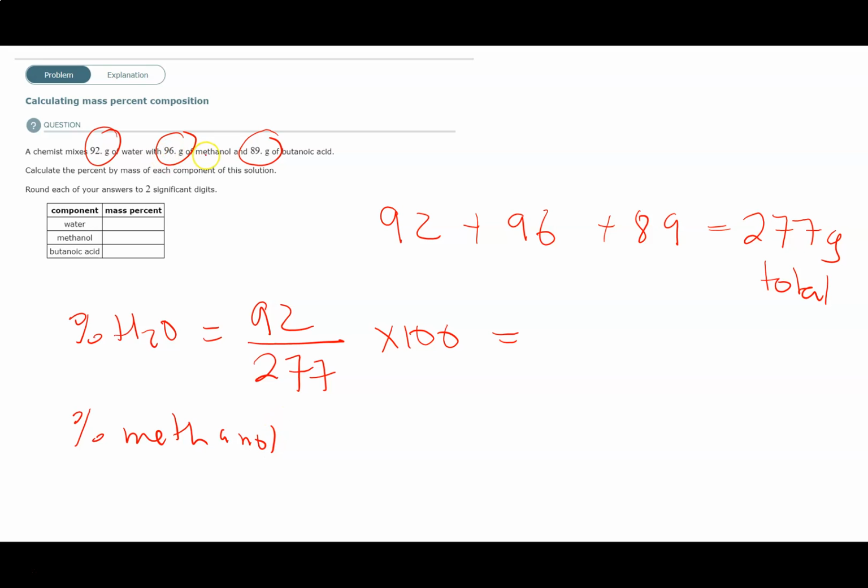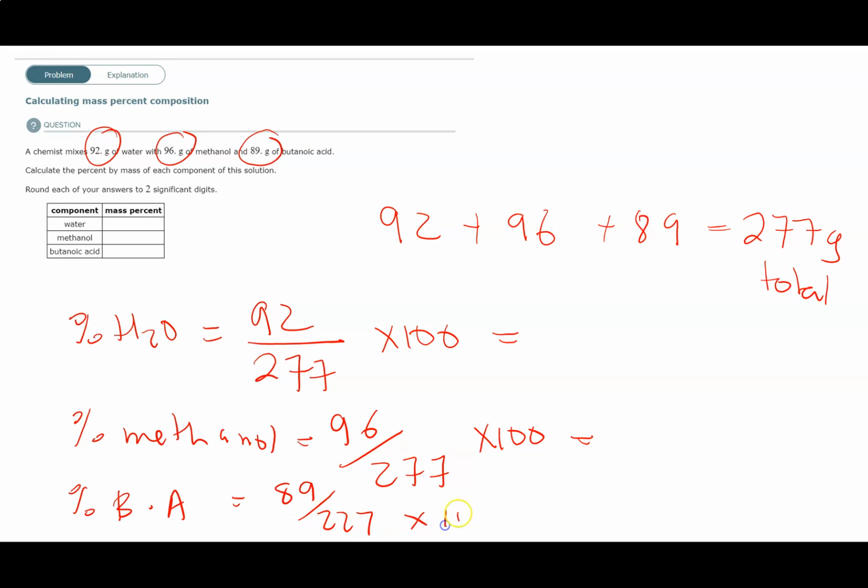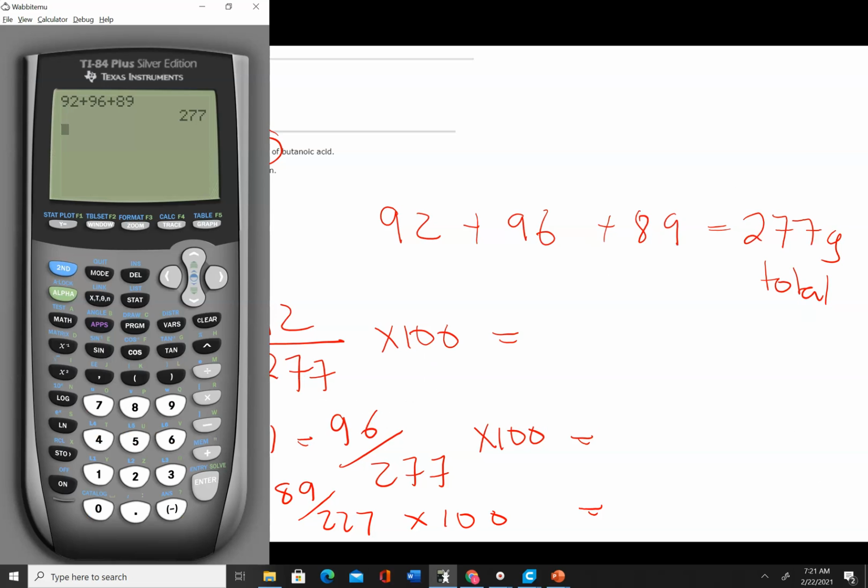and just making sure I don't make an error. 96 on 277 times 100, and then finally percent butanoic acid is going to be 89 on 277 times 100. And if I add those three percentages together, they should add up to 100. So that's worth keeping in mind. So let's just do those now. Move my calculator over.